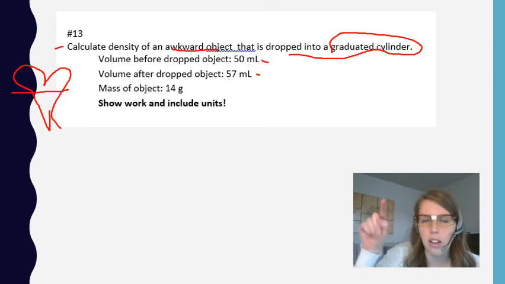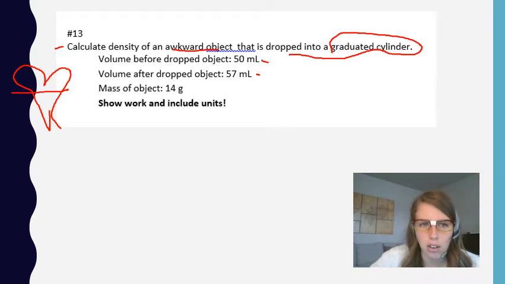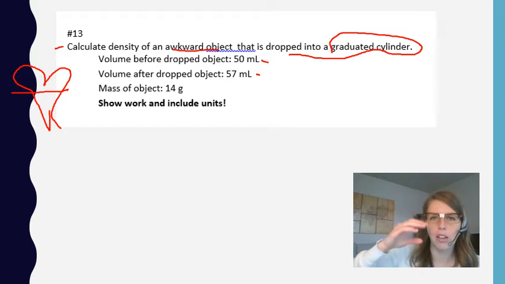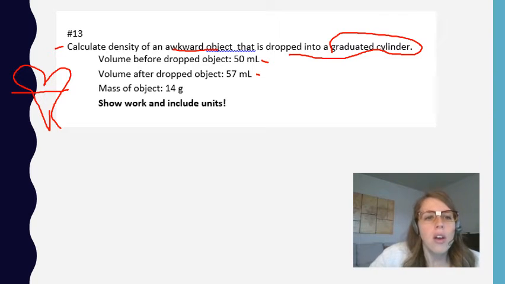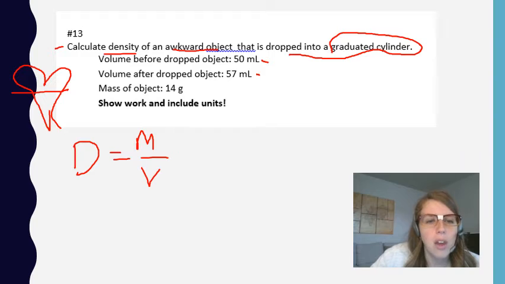It's awkward, so I can't find the length and the width and the height, and it's not a liquid, so I can't pour it to see how many liters it has. But I can find how much water it displaces. So here's our formula. We are looking for density. We want to calculate density equals mass divided by volume, right? What is the mass of this object? Did they give it to us? Look at the screen. Yes, they did, right here. It's 14 grams, so the mass is 14 grams.